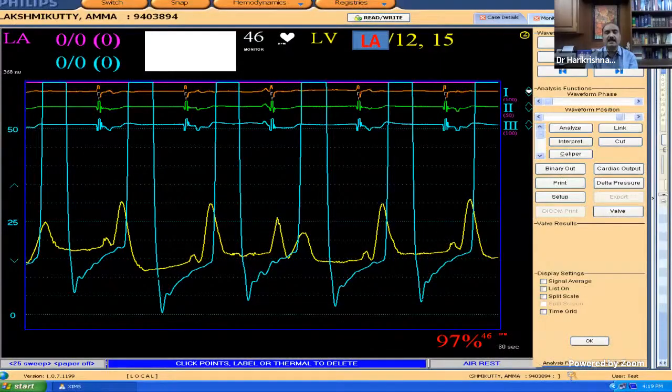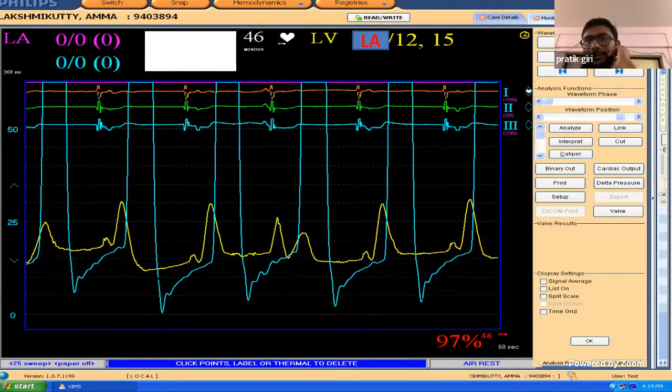Now we will go to some other tracing. Now we have seen the basics, what the pressure waveforms available are. Now we will go to some tracings for analysis. So can somebody analyze this? This is to highlight a point. So somebody can analyze this.